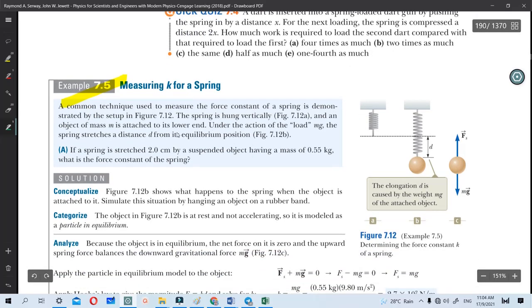Now, example 7.5. A common technique used to measure the force constant of a spring is a demonstration set up as in the figure. There is a spring hung vertically, and an object of mass m is attached to its lower end. Under the action of the load mg, the spring stretches a distance d from its equilibrium. If the spring is stretched d = 2 cm by this object, which is 0.55 kilogram, what is the force constant?